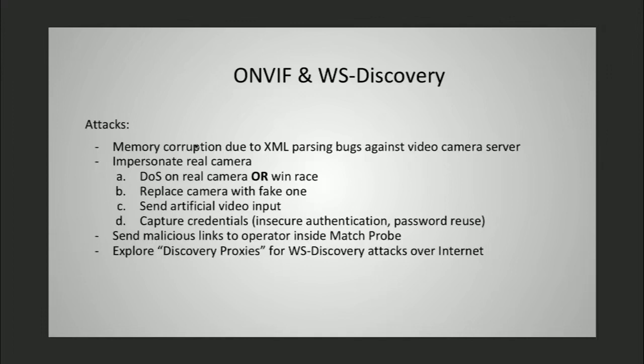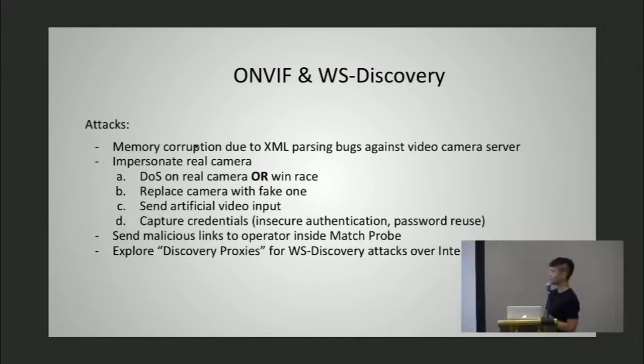And of course, if they expect to see a real camera there, you can either create a denial of service on the real camera or just win the race against it. So whenever the server sends, okay, is there a new camera here? If you win the race against the real camera that will send the legitimate probe match reply, and you send it first, then the real camera will not be included in the list, but your fake camera will be included in the server list. And by that, you can replace the camera with a fake one.